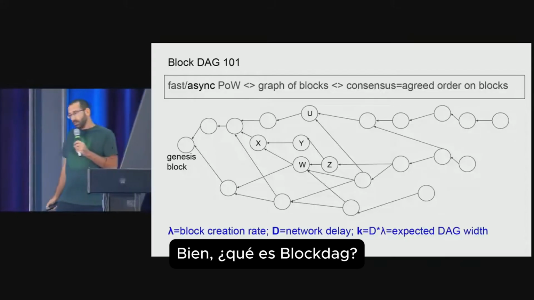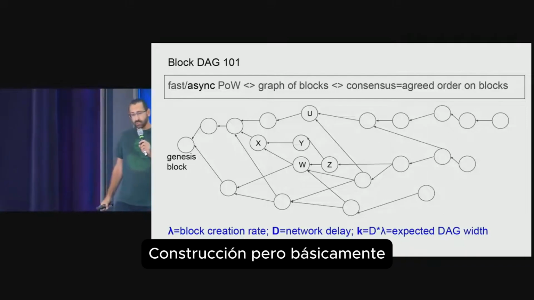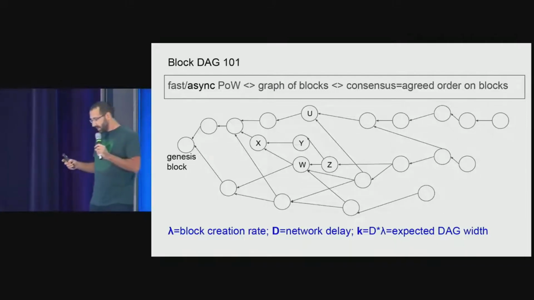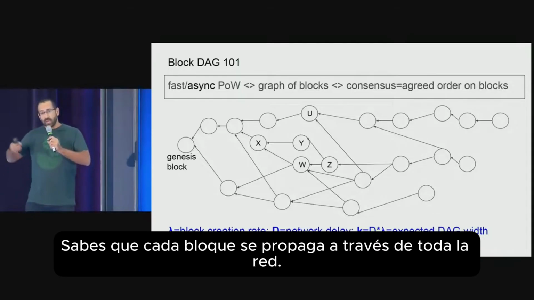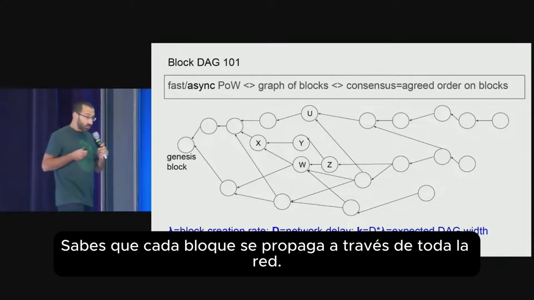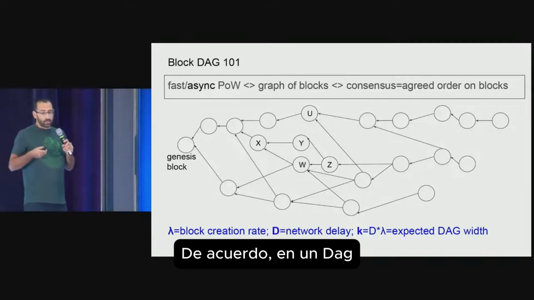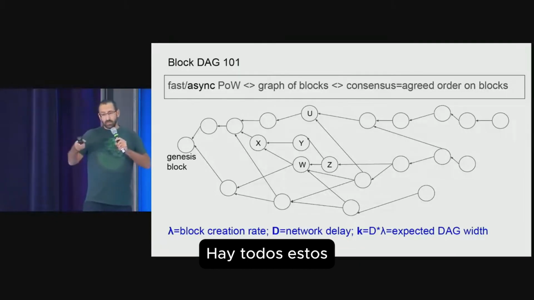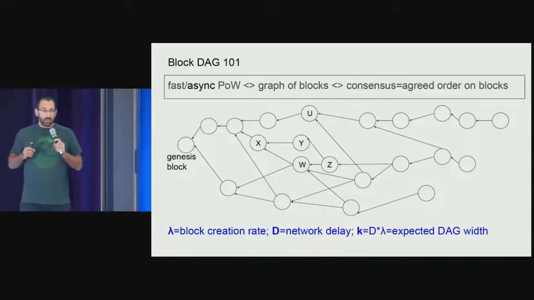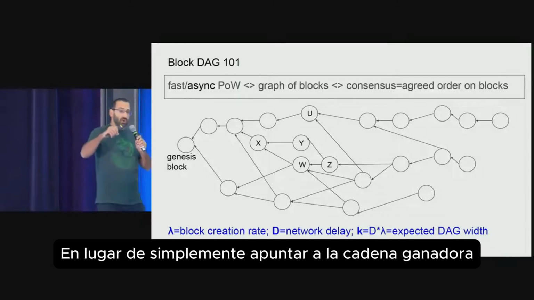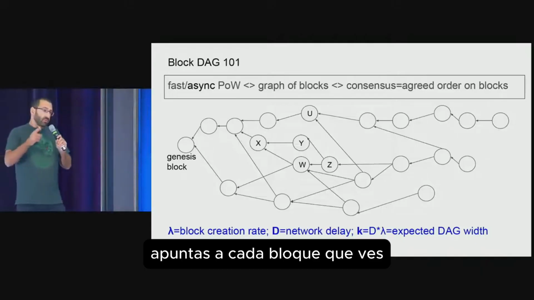So what is block DAG? By now, it's a more well-known construction, but basically, any construction of a proof of work that does not wait for every block to propagate through the entire network, every asynchronous proof of work will result in a DAG. In a DAG, there are all these events, just blocks that are mined regularly as in the proof of work manner. And the only difference is instead of just pointing at the winning chain, the longest chain or the ghost chain, you point at every block that you see.